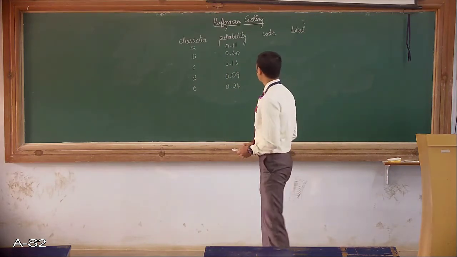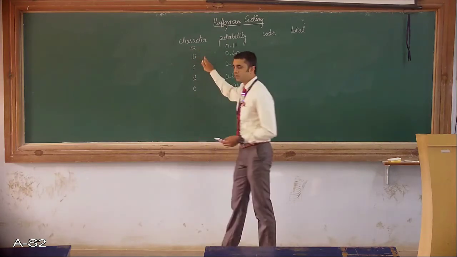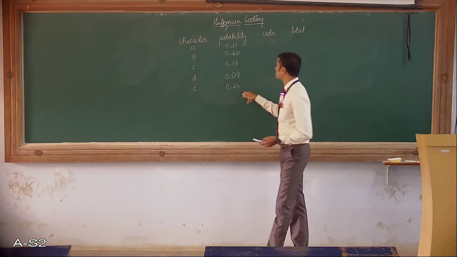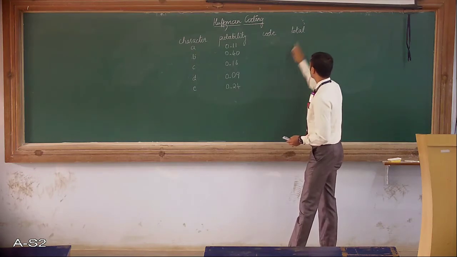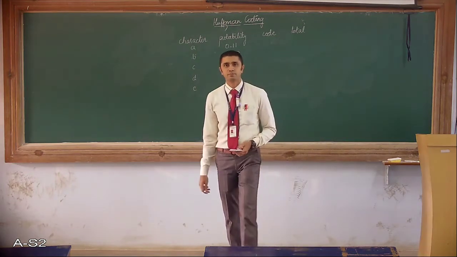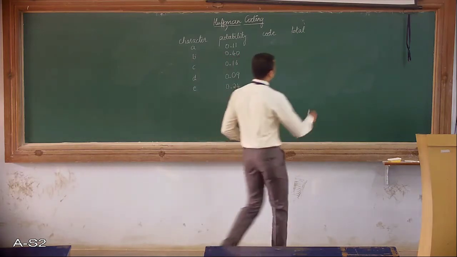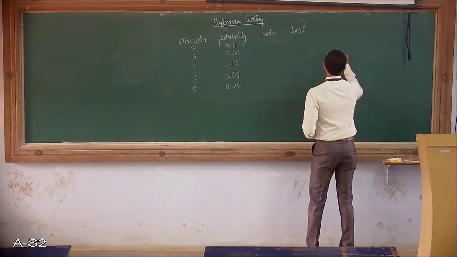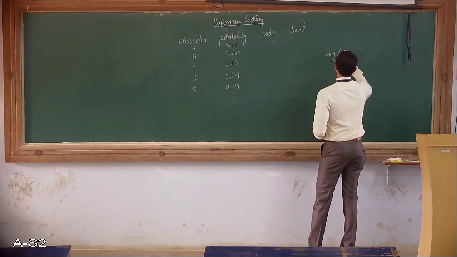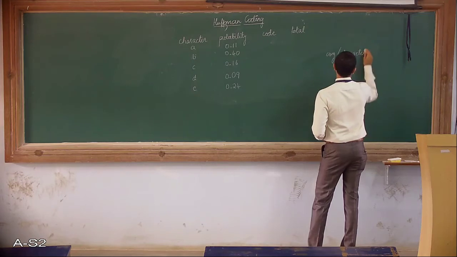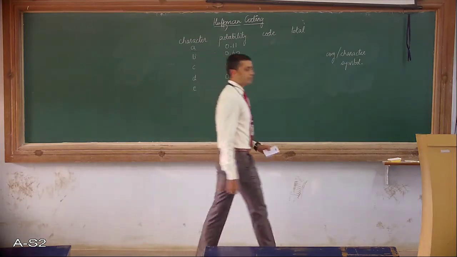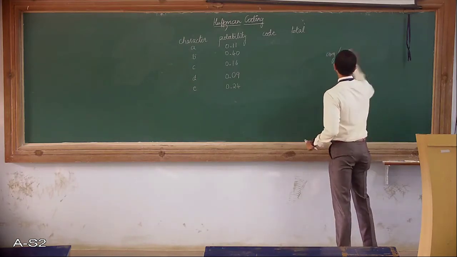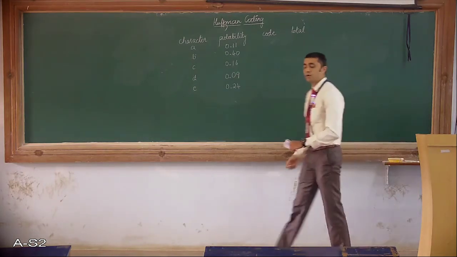Alright, so this is the table we have. I have the characters and the probabilities. As you can see, instead of the count, the probability of those characters is written, and here I'll be generating the code and the total number of bits required. I'm going to calculate the average number of bits required per character or per symbol, using Huffman coding by constructing a Huffman tree.